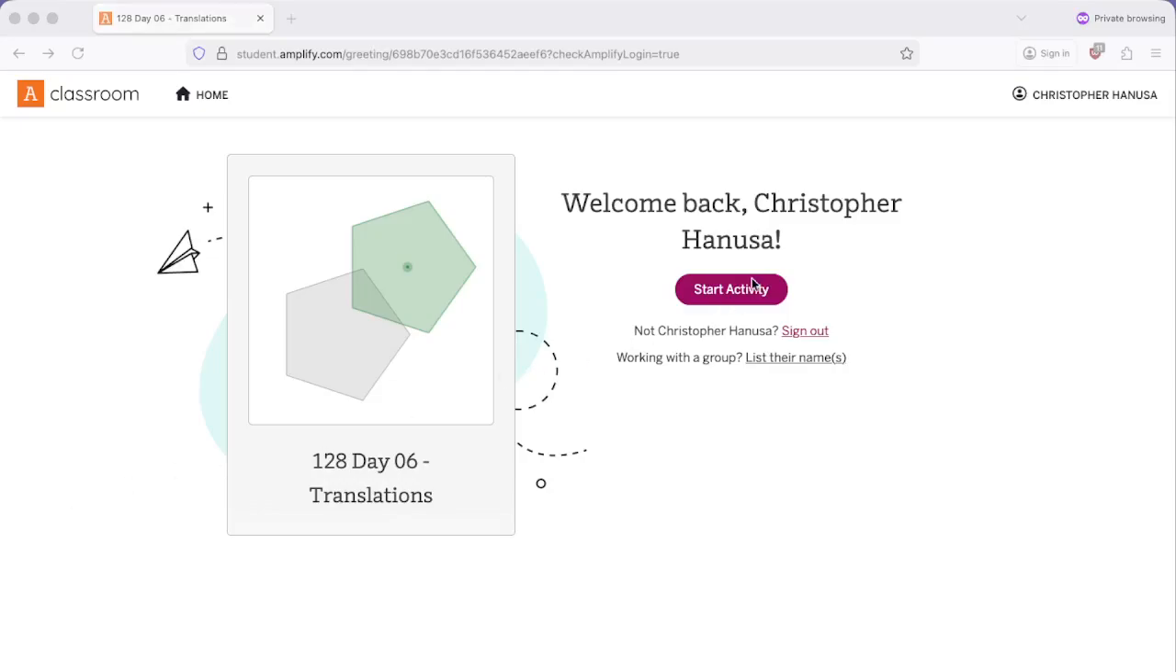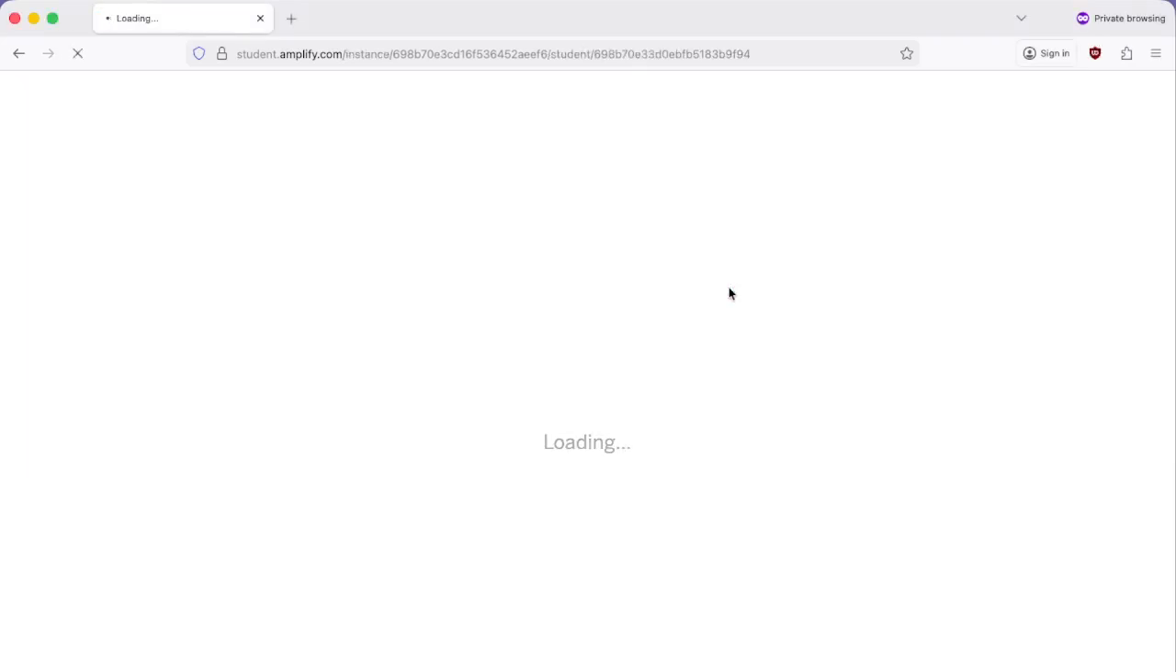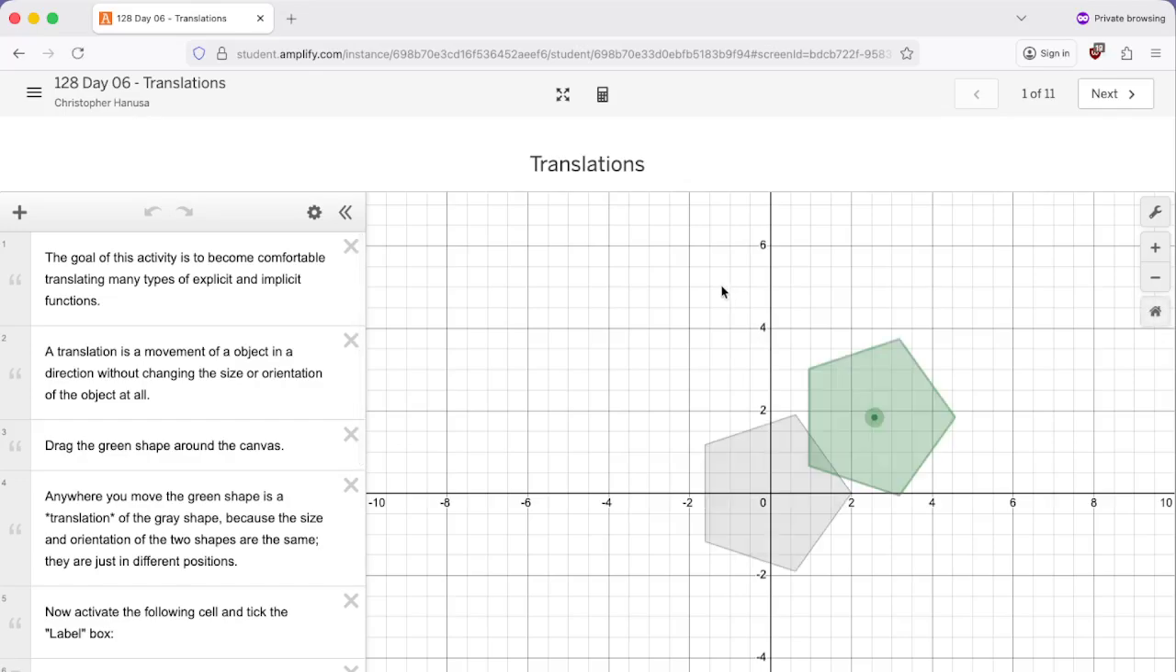Welcome back. Today we are going to use a new technique called translations to help us move our snippets around. The goal of this activity is to get you comfortable moving snippets, moving regions, translating these objects from one place to another.